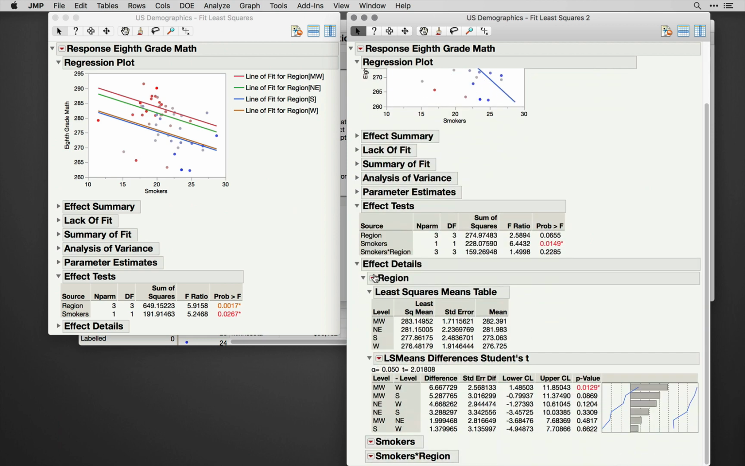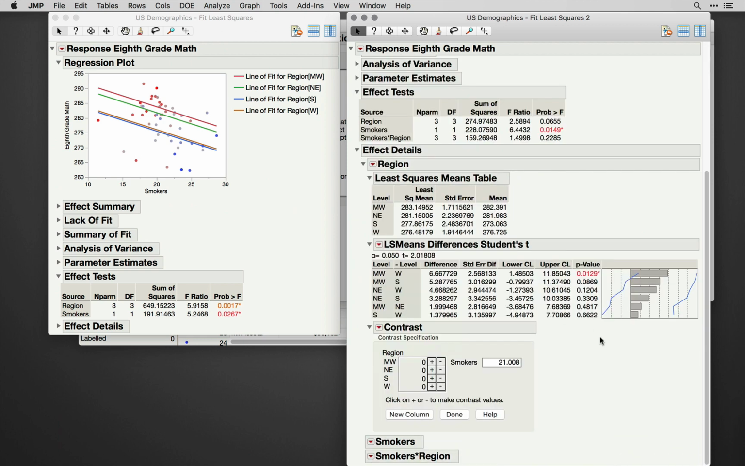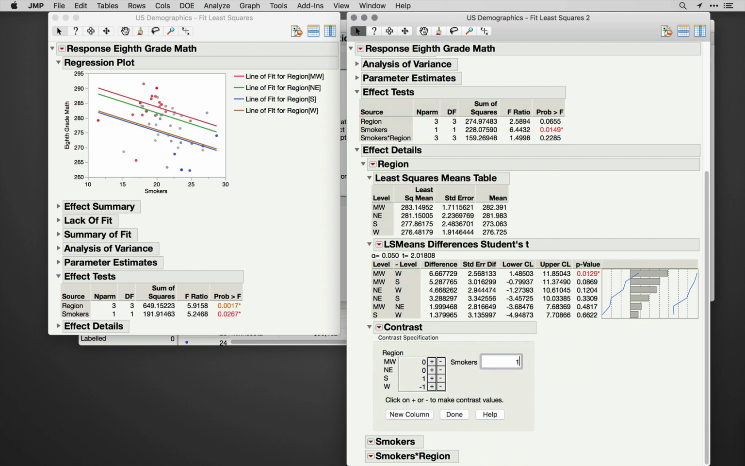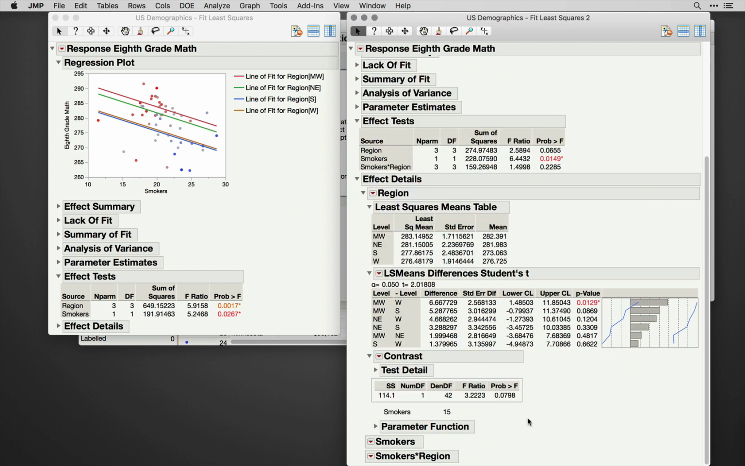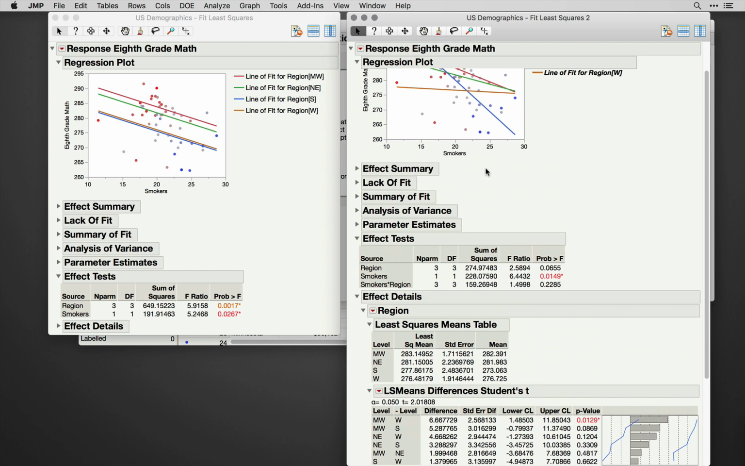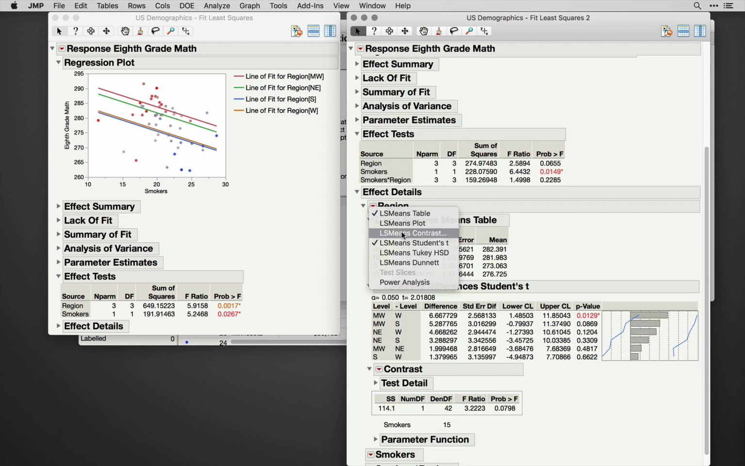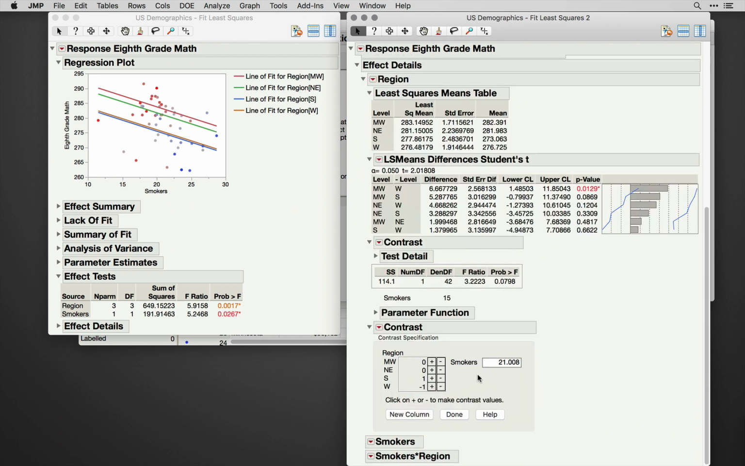And so let's actually try it. Let's go to Region, turn on the contrast panel, and notice we get something new. We actually can specify the South versus the West, but we can type in a value for smokers. 21.008, you might guess, is the mean, but let's try it at a different level. Let's try the comparison at maybe 15 for smokers. And so I'll type in 15, click Done, and there's a p-value. Let's try it again at, let's say, very positive. So we'll do 25. So let's go back, least squares mean contrast. Let's do South versus West, and let's do that at 25.